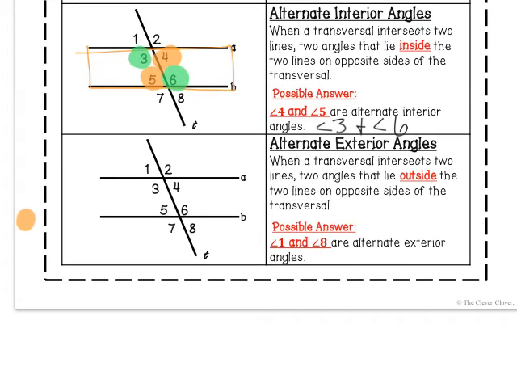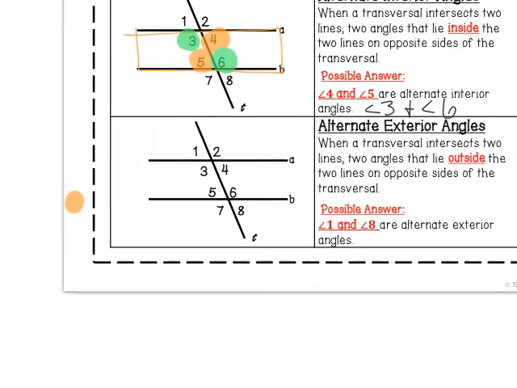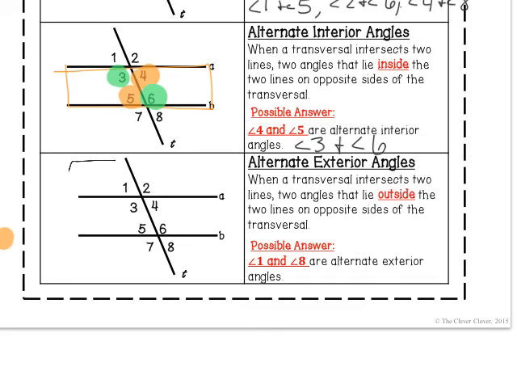So then finally, alternate exterior angles. When a transversal intersects two lines, two angles that lie outside the two lines on opposite sides of the transversal. So outside means we're going to have this section, this section over here and this section over here. Those are outside the parallel lines. So we have 1 and 8. They're on opposite sides of that transversal. And then we have 2 and 7. Okay, so angles 2 and 7 are also alternate exterior, on the outside of the parallel lines on opposite sides of the transversal.